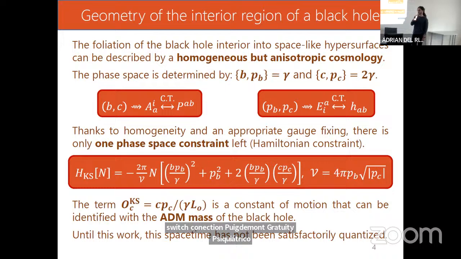Thanks to the symmetries of Kantowski-Sachs, there is only one constraint left to impose, the Hamiltonian constraint. It has the following expression, where N is a Lagrange multiplier called the lapse function, and V is the volume of the spatial slice. The term defined here is a constant of motion that can be identified with the ADM mass of the black hole. L_0 is the length of the fiducial line segment introducing the compactification. Until this work, this space-time has not been satisfactorily quantized.